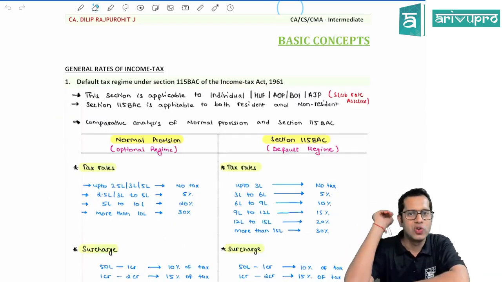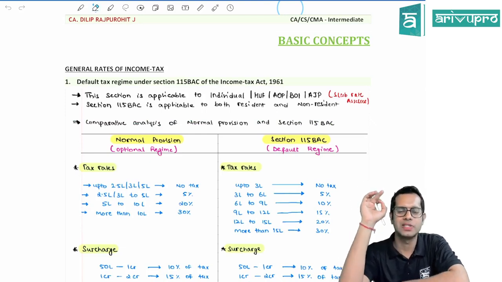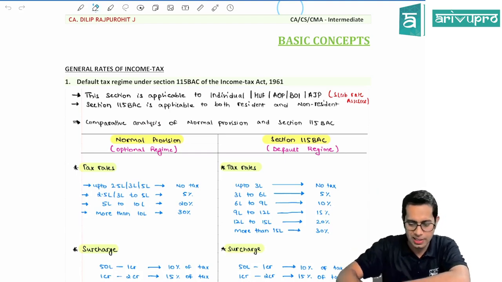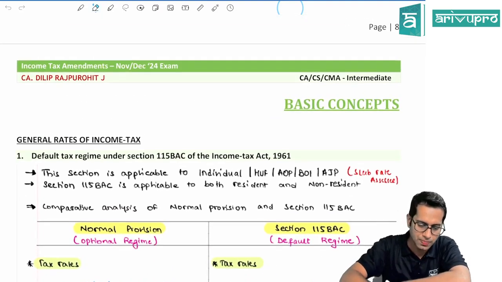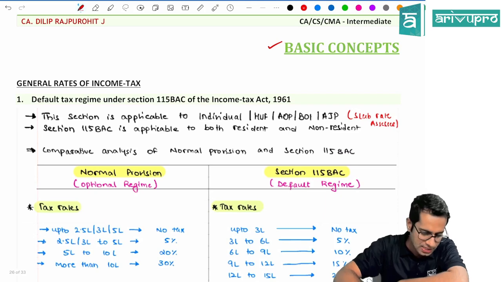So let us continue the discussion, and now we'll be starting the amendments which have happened under income tax law. Very beautiful amendments, very important amendments are there under income tax law. The major amendment is the first amendment which we are seeing.